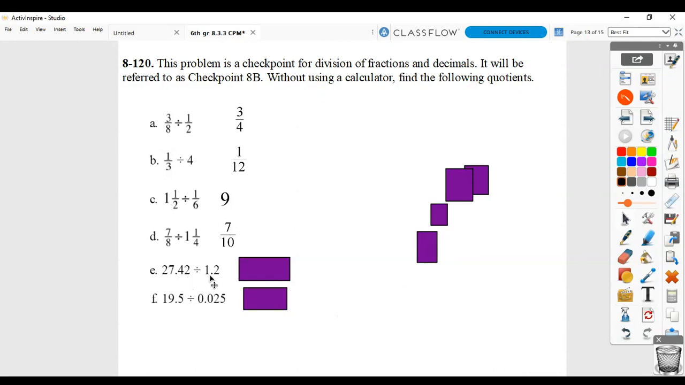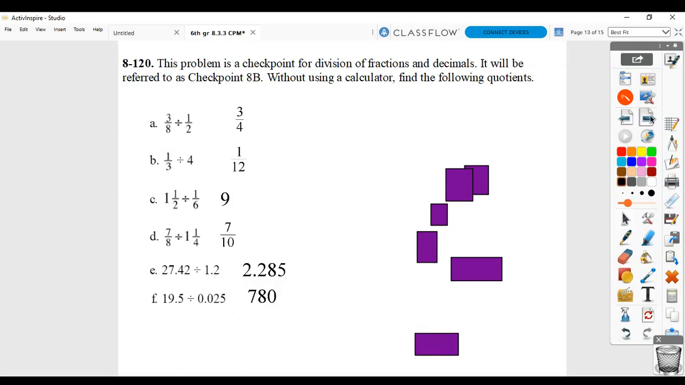Here we should see that you move the decimal one place to the right in the divisor and one place to the right in the dividend, and see the long division. You get 2 and 285 thousandths. You could also change this to a mixed number divided by a mixed number, change them to improper fractions, and do a keep, change, flip. And here you'd move your decimal 3 places to the right, have to move it 3 places to the right in the dividend as well. Show your long division, you get 780. So again, I do not have the work shown, but you need to go ahead and show that work because you're doing it without a calculator.